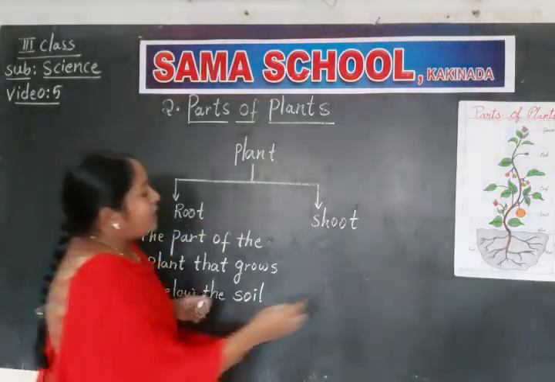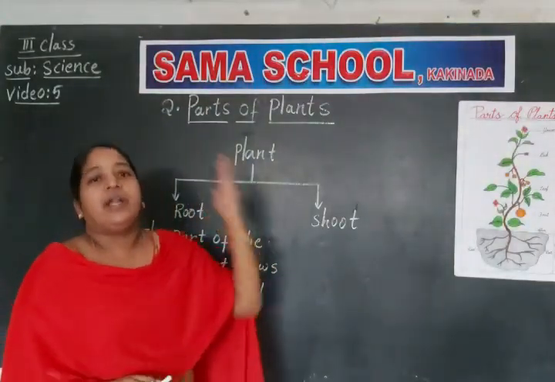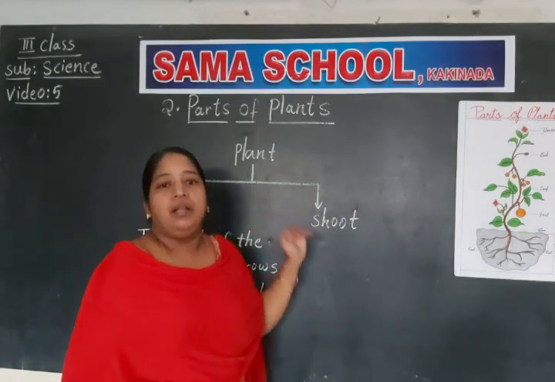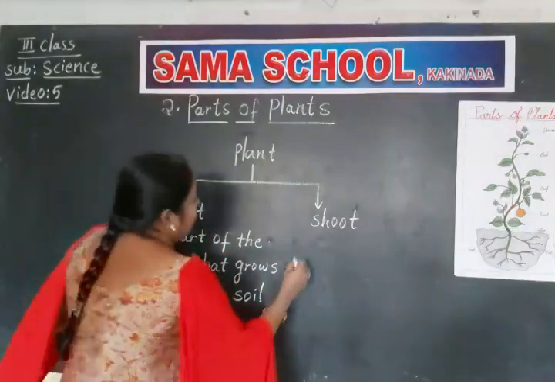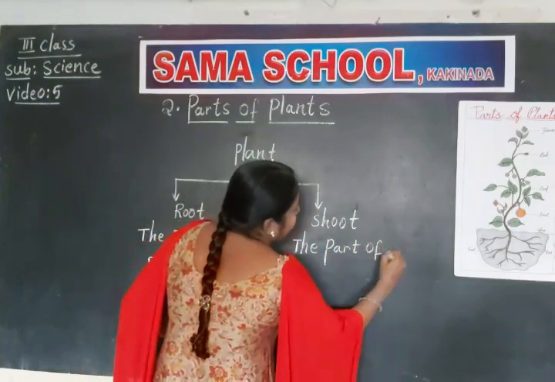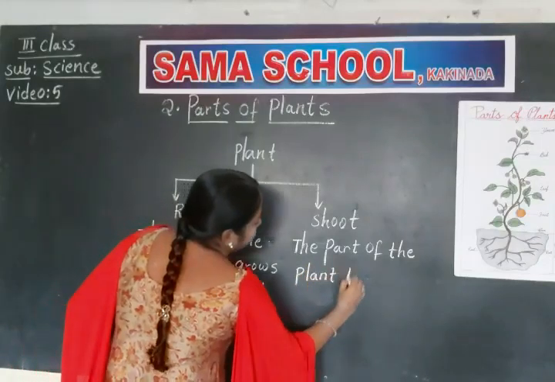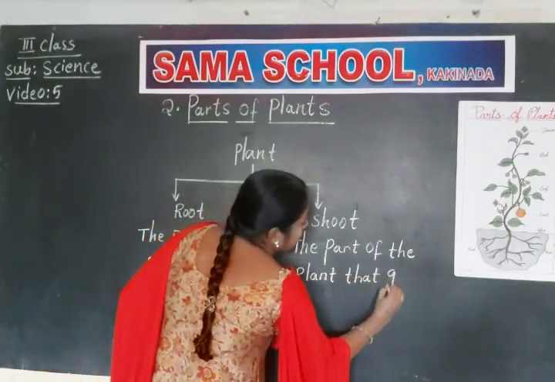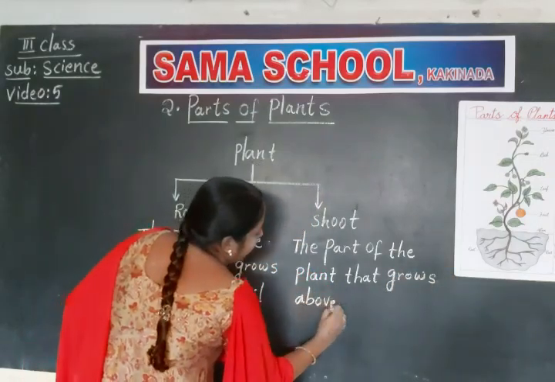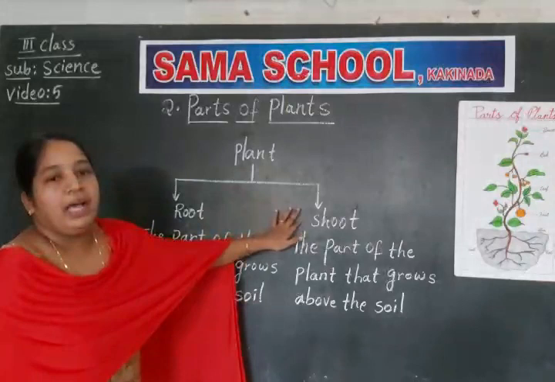Okay, children? Then what is the shoot part? The part of the plant that grows above the ground or above the soil. The part of the plant that grows above the soil is called the shoot part. The part of the plant that grows above the soil, that part we call the shoot part.